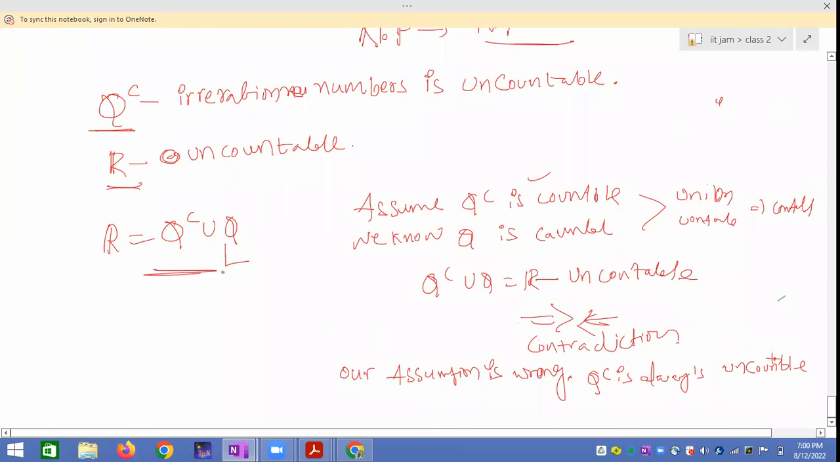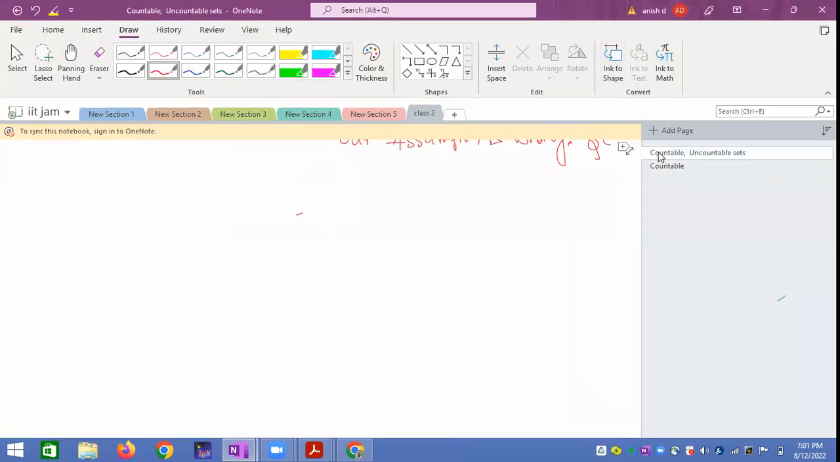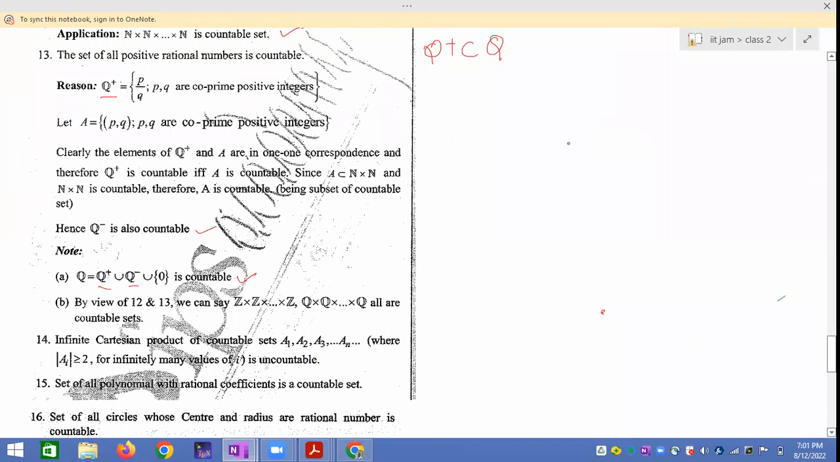Any doubts on today's discussion? Does anyone have doubts? The set of all real numbers is always uncountable. Do you want to discuss any set or any function? If you have any doubts, please ask in today's class. If you want to know whether any set is countable or not, you can ask. Please, anyone. If you have no doubts, please tell me.